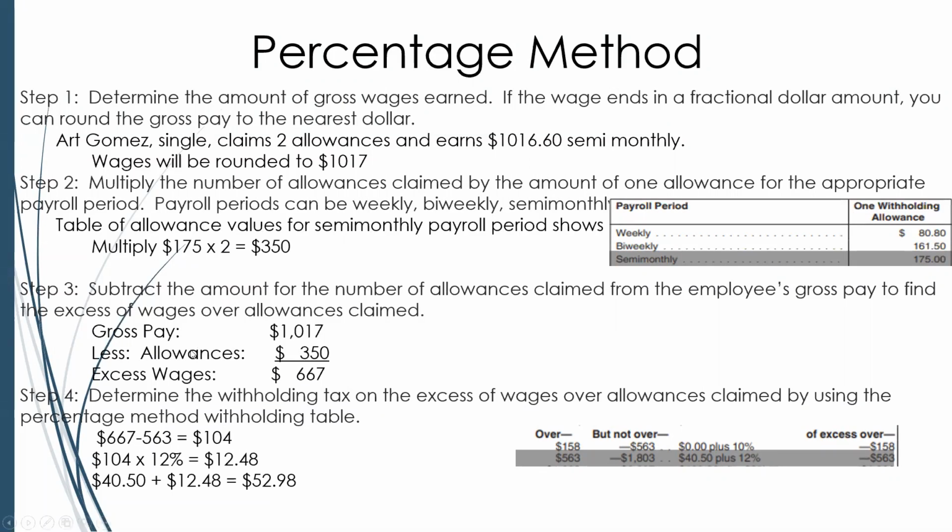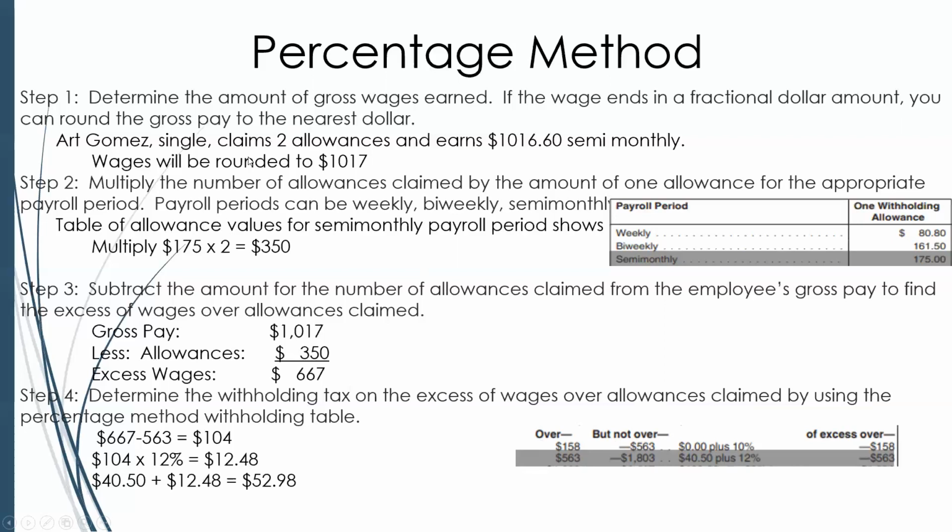Now we take the amount from step 1, which is the rounded earnings of $1,017, less the amount we calculated in step 2 of $350, to come up with the excess wages. Then we move on to step 4, because step 3 we really didn't do anything with. We just did the quick calculation of ones we've already calculated. Then in step 4, we determine the withholding tax on the excess of wages over the allowances by using a percentage method withholding table. Based off those tables in our Circular E, this is just a snapshot of one.